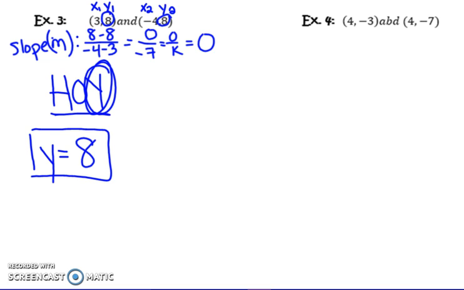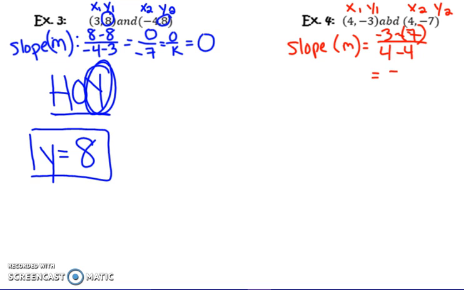Now, our final example. We have x1, y1, x2, and y2. So again, for slope or my m value, I'm going to take negative 3 minus negative 7, and I'm going to take 4 minus 4. Well, that gives me positive 4 over 0, which is the same thing as undefined. So I have an undefined slope.